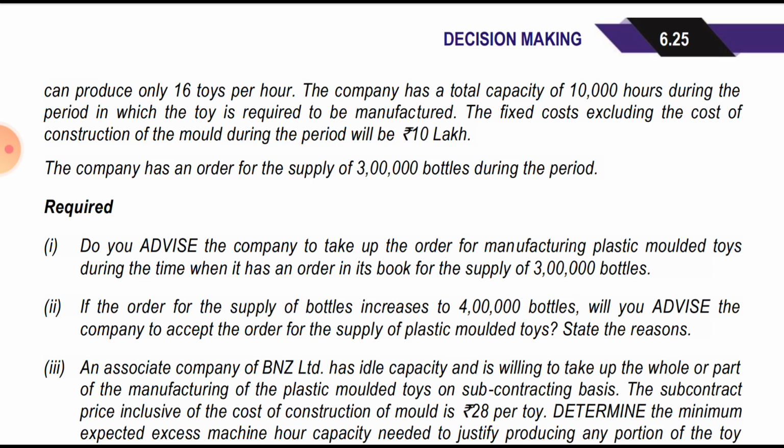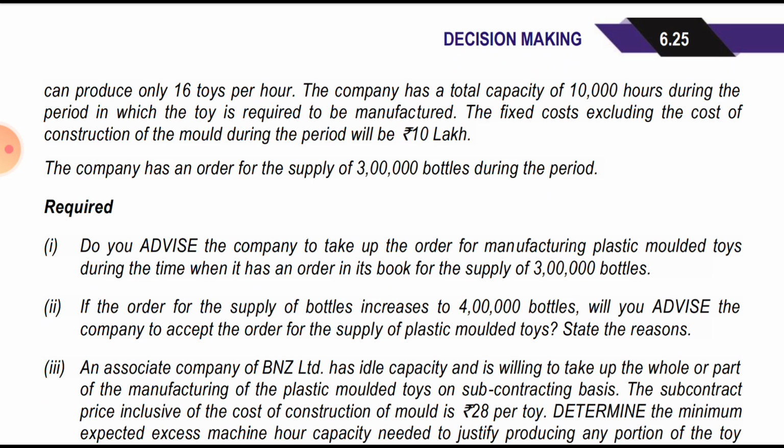The fixed cost excluding the cost of construction of the molds amounted to 10 lakh rupees. This is irrelevant. The company had an order for the supply of 3 lakh bottles during the period. So it has an order of 3 lakh bottles. It has received an order for 40,000 toys as well. What they have asked specifically in the question is, do you advise the company to take up the order for the manufacturing of the plastic molded toy during the time when it has another order on its books for the supply of 3 lakh bottles?